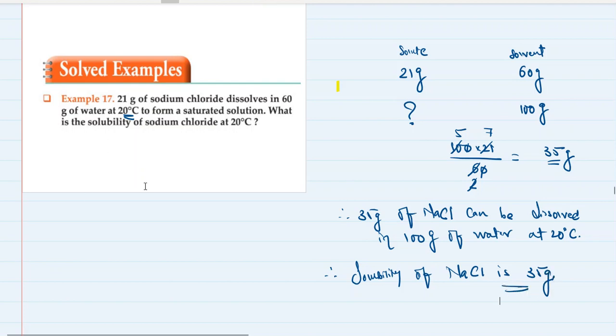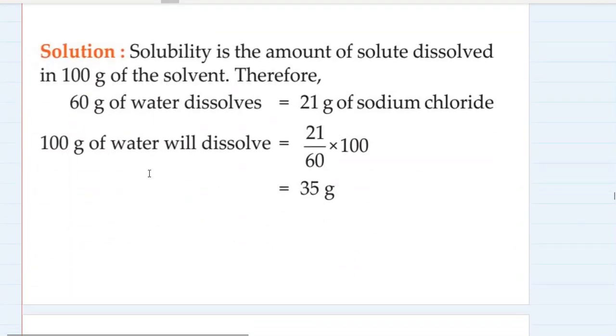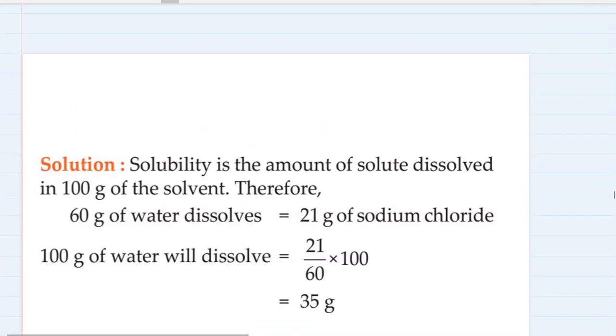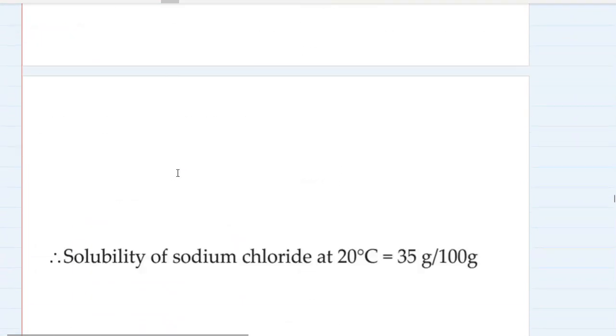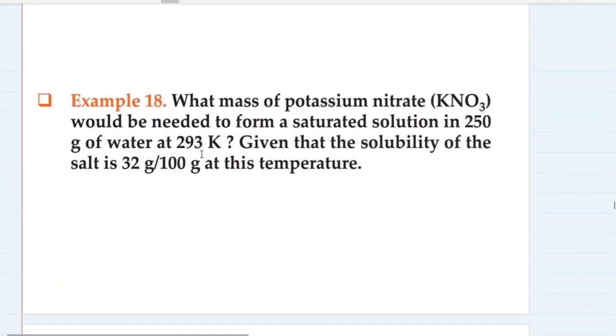Let's check. 35 grams. Understood? Unitary method. Simple unitary method will work over here. Next question.